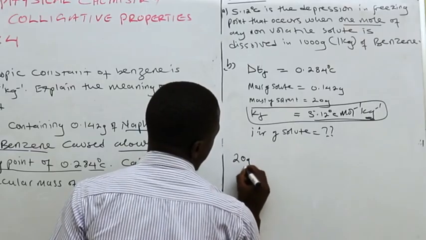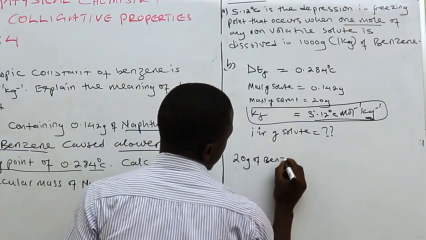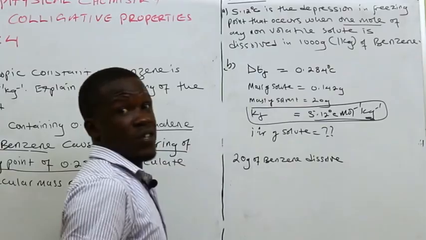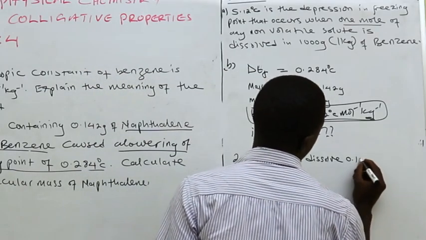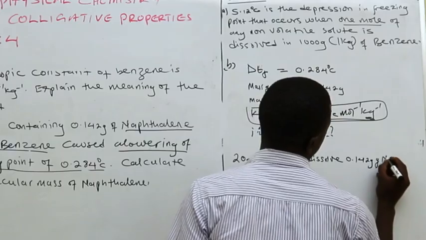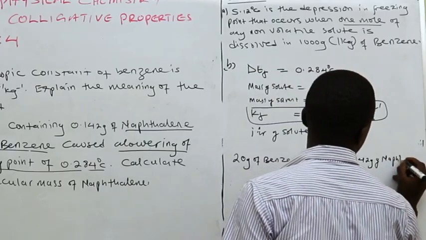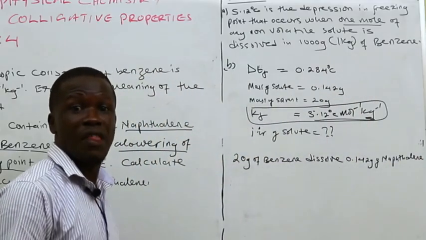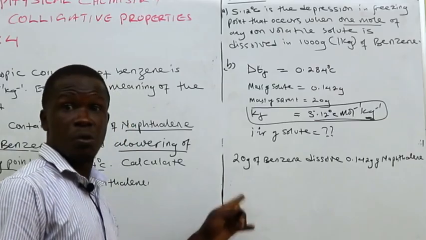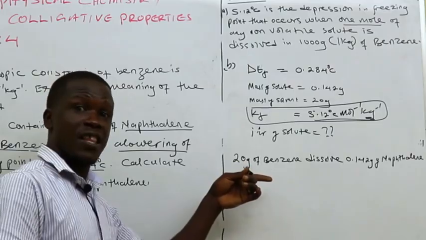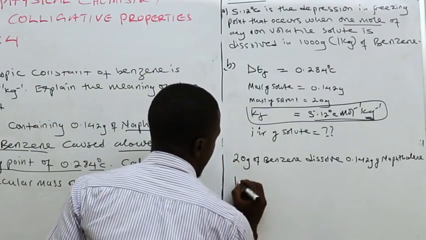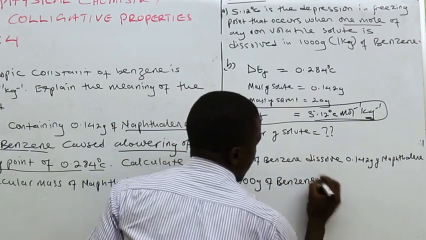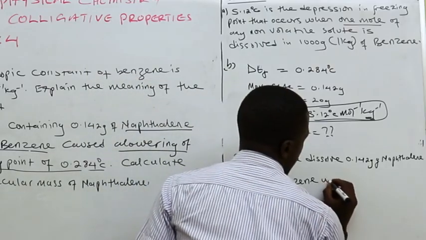By saying that 20 grams of benzene dissolve 0.142 grams of naphthalene. Now the question is, what about 1,000? It is the solvent that we take to 1,000 because Kf is per 1,000 grams of the solvent. So we say, what about 1,000 grams of benzene? 1,000 grams of benzene will dissolve what?